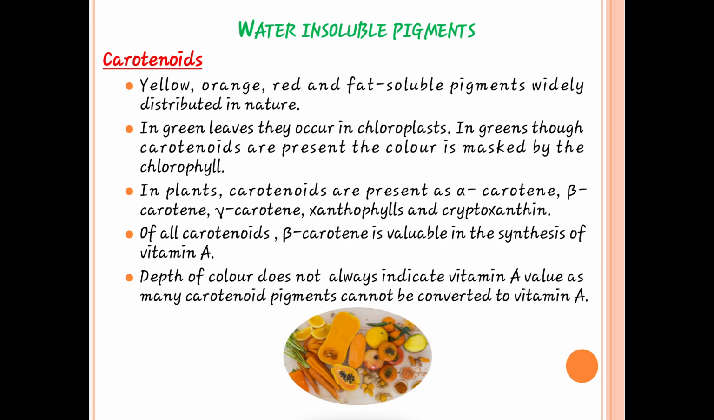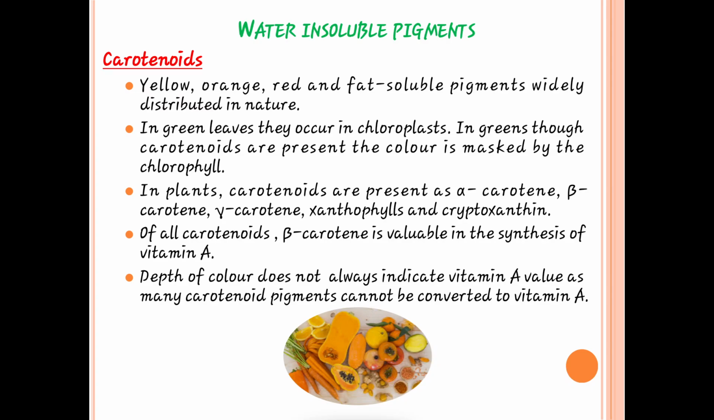Yellow, orange and red fat soluble pigments are widely distributed in nature. In green leafy vegetables, they occur in the chloroplast. In greens, though carotenoids are present, the color is masked by the chlorophyll. In plants, carotenoids are present in the form of alpha carotene, beta carotene, gamma carotene, xanthophyll and cryptoxanthin. Of all carotenoids, beta carotene is most valuable in the synthesis of vitamin A.